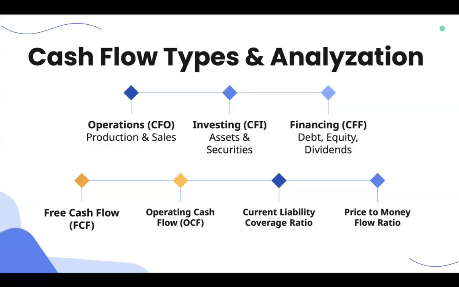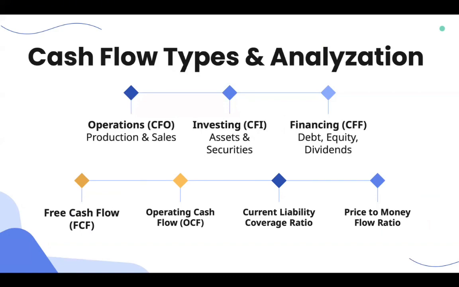All of these cash flow types contribute to free cash flow, or FCF, which represents the cash available after covering operating and capital expenses. This is a key indicator of a company's financial health. From FCF, we derive operating cash flow, or OCF, which measures how well a company's day-to-day operations generate cash.